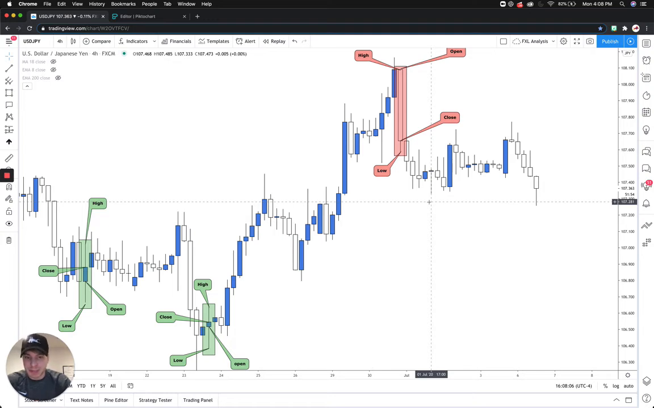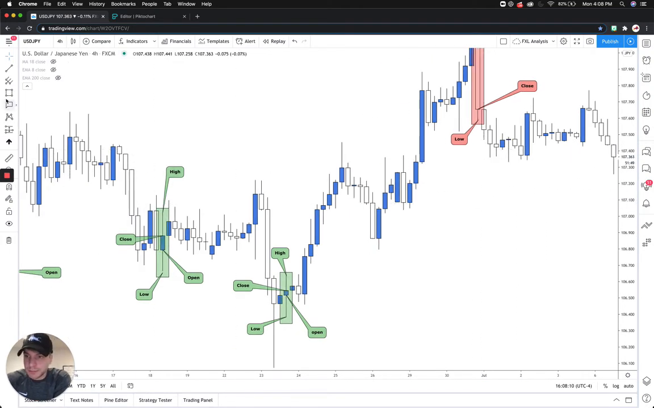But yes, the high can be the open, the low can be the close. That's just the absence of wicks. You won't see any wicks in those scenarios. So here's actually one of them. Let me highlight this one for you. Right here.